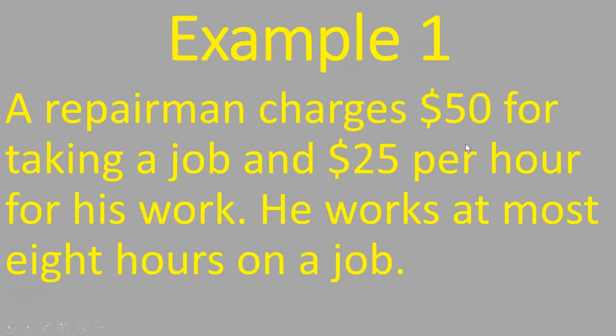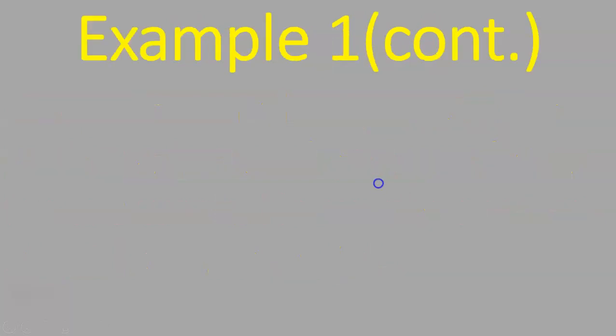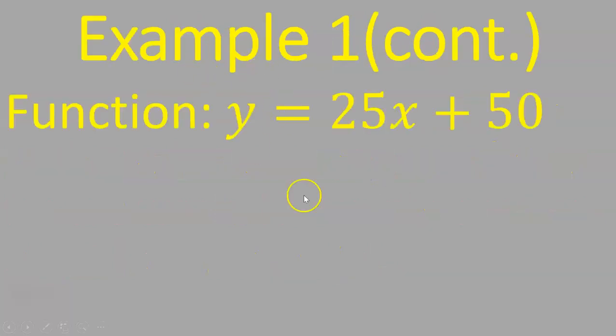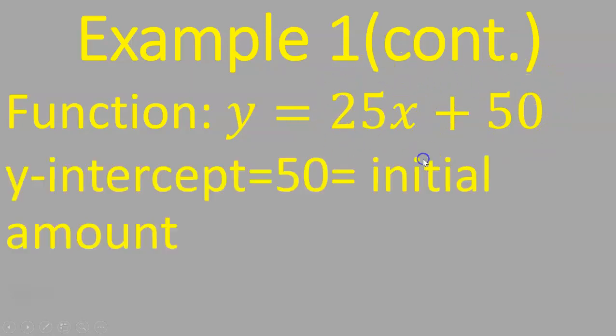So let's look at some situations. So we have a repairman that charges $50 just for showing up on a job and takes $25 per hour for what labor he has to do. He works at most 8 hours on a job. Okay, so this model represents the amount of money made by this person, $50 and then $25 per hour. So the y-intercept is the $50 or the initial amount.